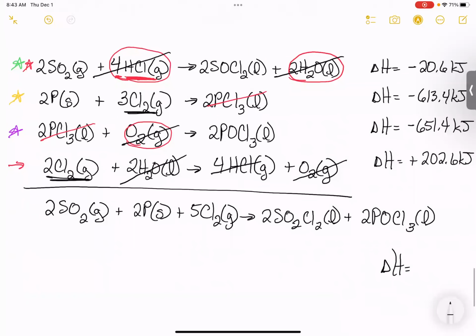Folks, if you will do that step, you can tell if you made a mistake somewhere. Because if they don't add up to that target equation, you've made a mistake. And since they do, now I am going to add these enthalpies together. And when I do so, I get an enthalpy of negative 1082.8 kilojoules.